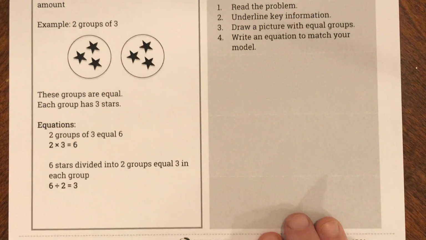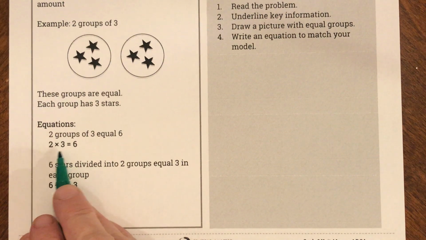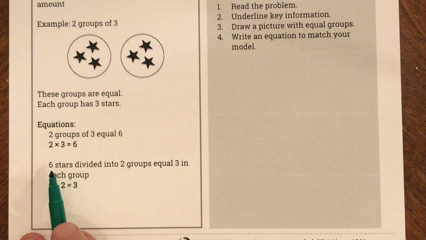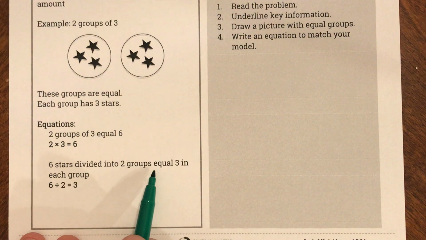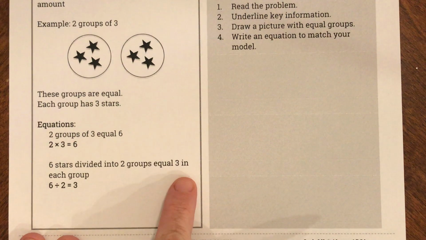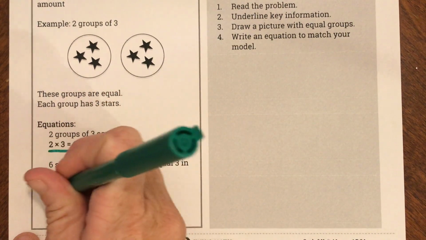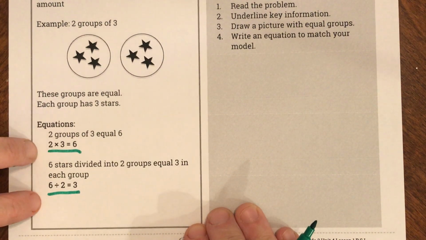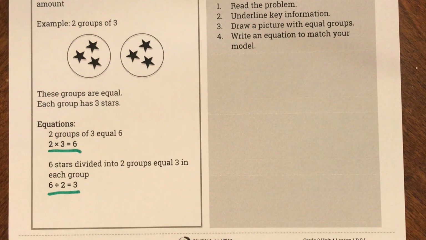Then I have some equations down here. It says 2 groups of 3 equals 6. So 2 times 3 equals 6. There's 6 stars. But I could also look at this using division. I could say 6 stars have been divided into 2 groups. So my 6 stars were divided or shared into 2 groups, 3 in each group. And remember, these are called inverse operations, multiplication and division, where the same numbers are involved. Knowing my inverse operations really helps me know my basic facts.